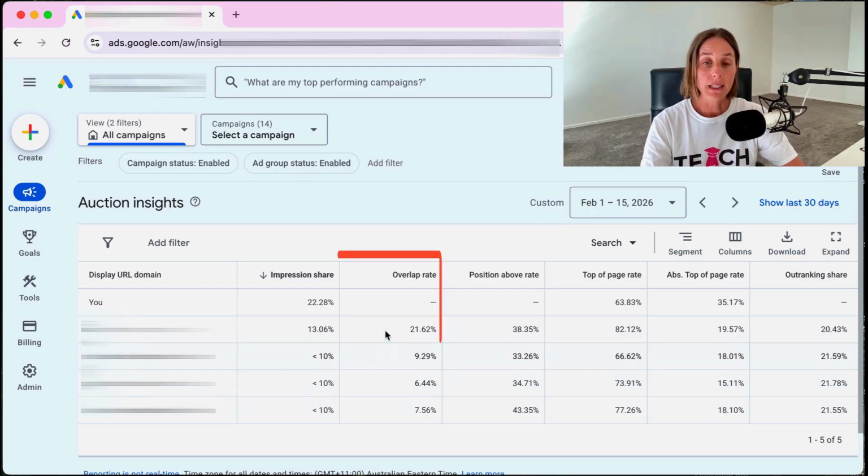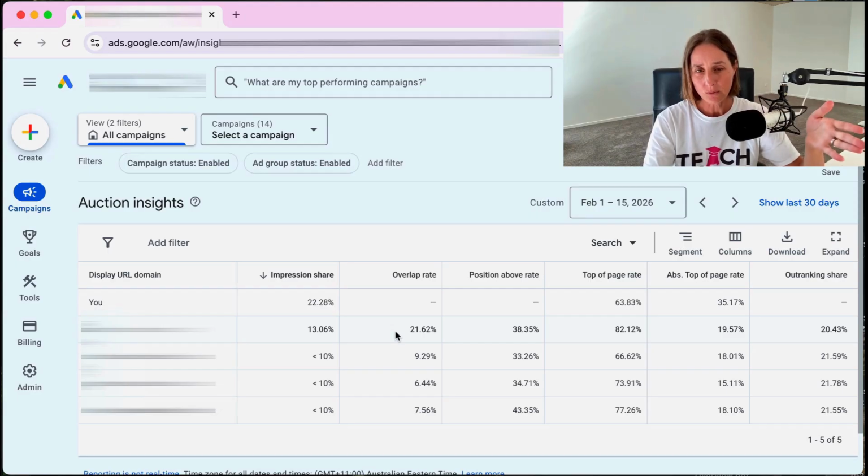Okay. Next column is the overlap rate, which is essentially the percentage of times that our competitor's ads were shown when we were also shown. Of course, we are not going to have a number here because it's relative to us. So here we can see that 21% of the time this particular competitor's ads were shown when we also had an ad shown. And really, where these are low numbers, it would mean that possibly these people are bidding on different kinds of keywords.